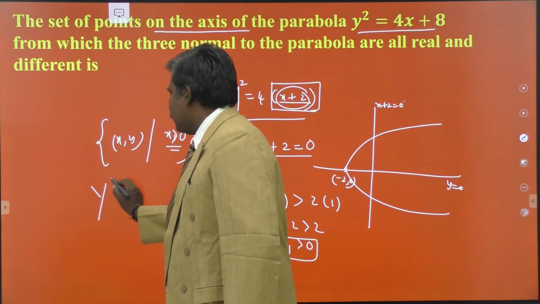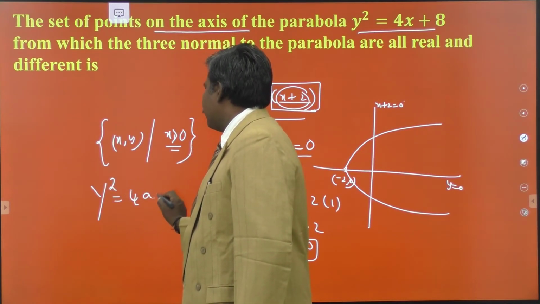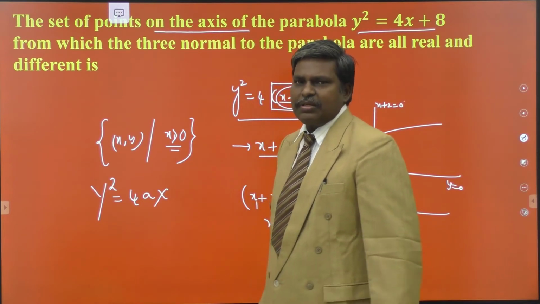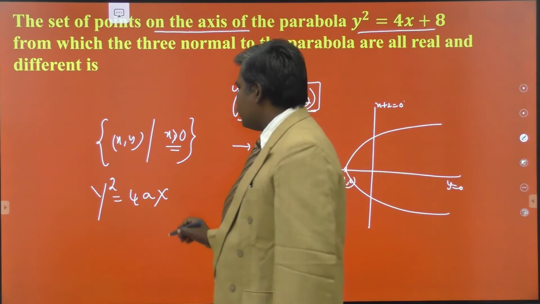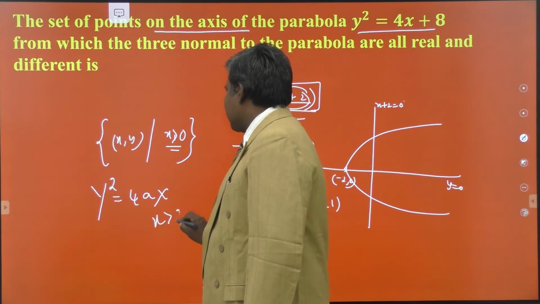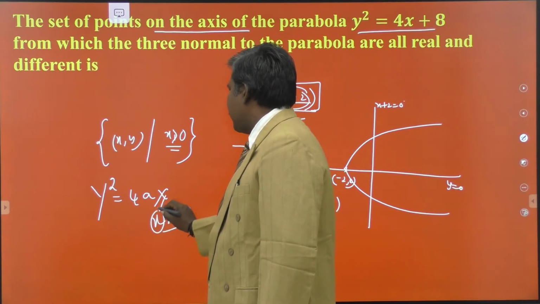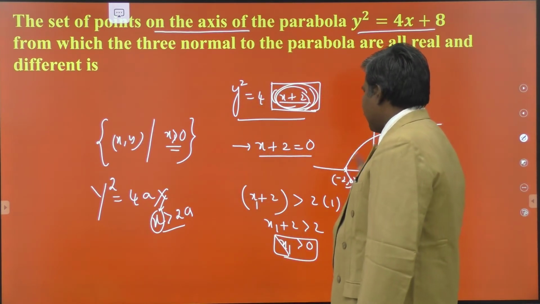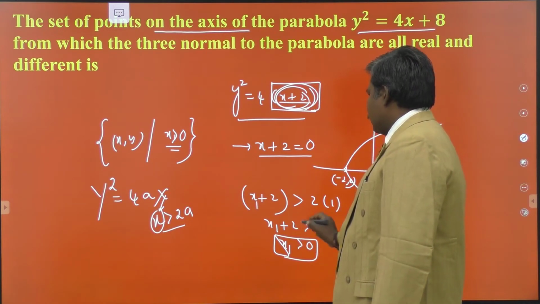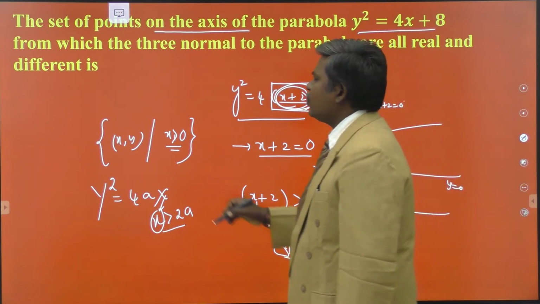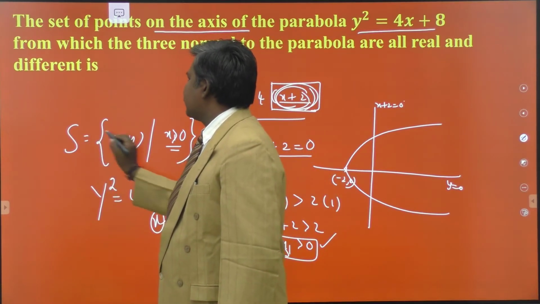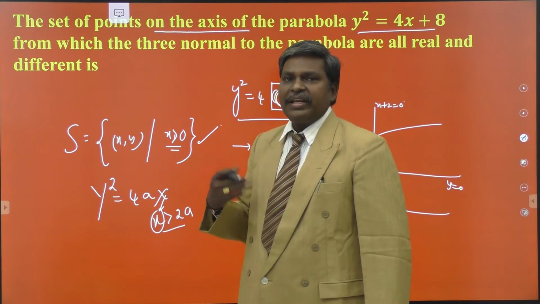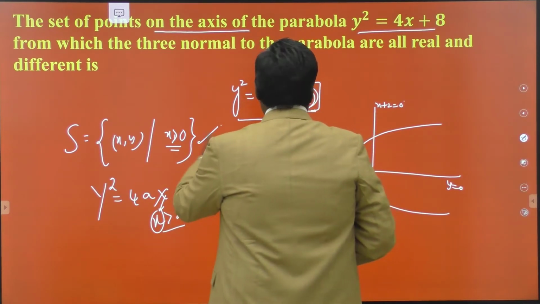Because y square equal to 4ax, consider y square equal to 4ax. If you take any point on the axis of the parabola, 3 real and distinct normals are drawn when x is greater than 2a. Instead of this x, we have x plus 2 here. So we write x plus 2 greater than 2 times 1, that is x1 plus 2 greater than 2. 2 gets cancelled, x1 greater than 0. So we consider all the points (x, y) such that x is greater than 0. Then only we have 3 real and distinct normals for x greater than 0.